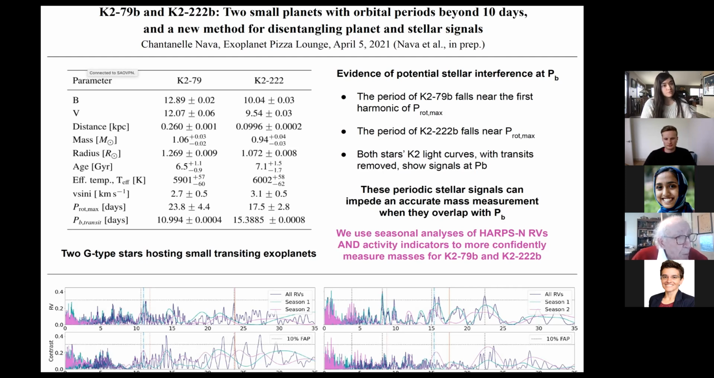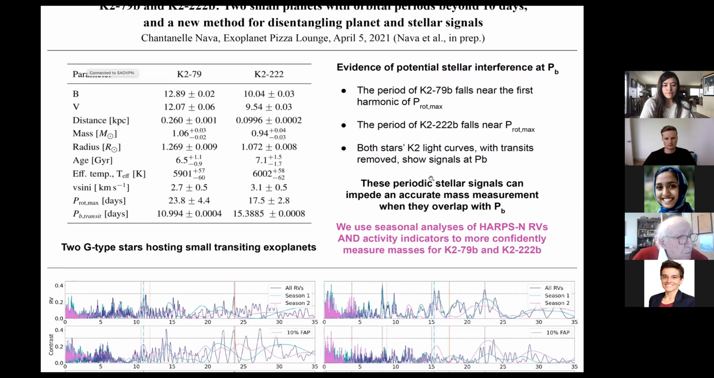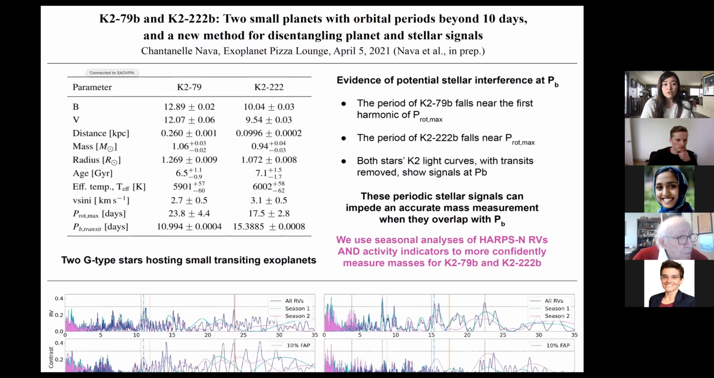So what I've proposed is to use these seasonal analyses of the HARPS North RVs, which I think is something that's been done quite a bit, but then also to do this in the activity indicators so that we can really try to identify if one season over another, because we have two seasons for both of these targets, is showing less interference at the orbital period of the planet from the star. And really this comes down to an issue not of precision, but of whether we are confident in the actual accuracy of the number we're achieving.